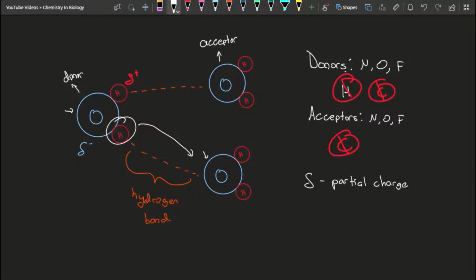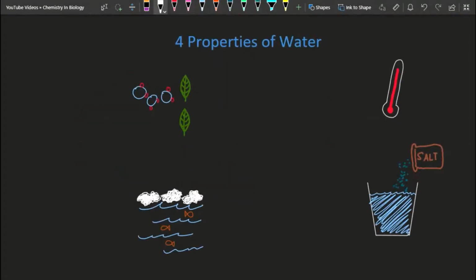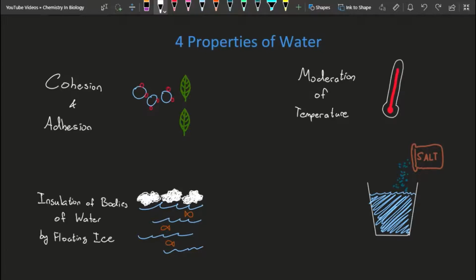One more thing before discussing the properties of water. Water has all these properties and is a good substance because it is polar. Its polarity allows it to have high levels of hydrogen bonding. Now for the properties. Water has four properties: cohesion and adhesion, moderation of temperature, insulation of bodies of water by floating ice, and being a versatile solvent. Note that it is not a universal solvent.